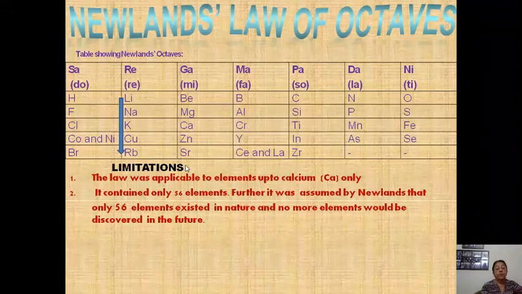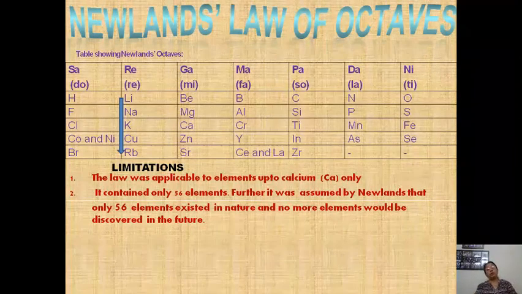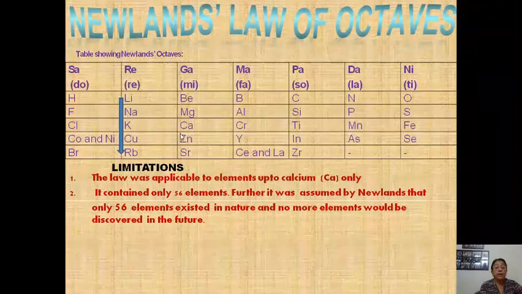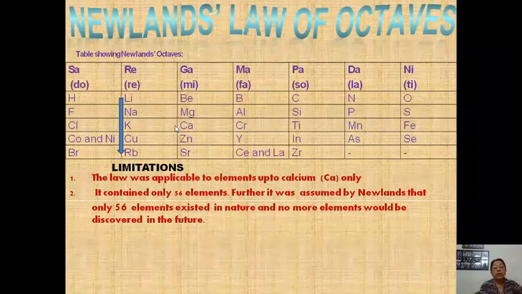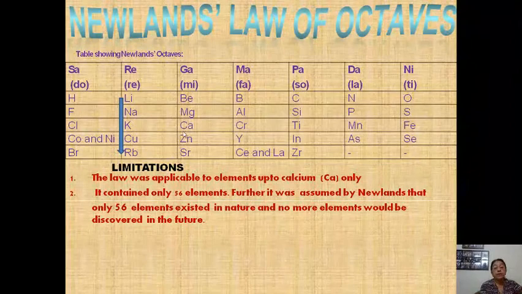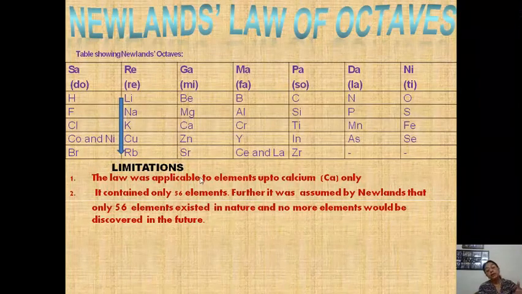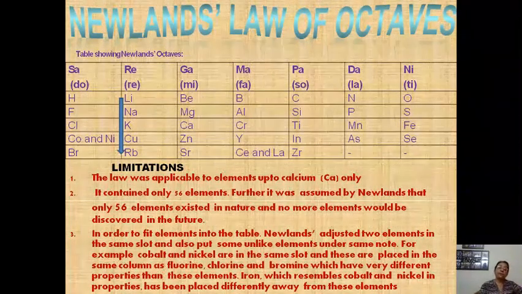But the limitation of Newlands' law of octaves, or Newlands' classification, was that the law was applicable only to the elements up to calcium. Can you see in the table, after calcium, his law that the properties of every 8th element match the first element failed. His table contained only 56 elements. Further, it was assumed by Newlands that only 56 elements existed in nature and no more elements would be discovered in future. So he thought that there would be only 56 elements.